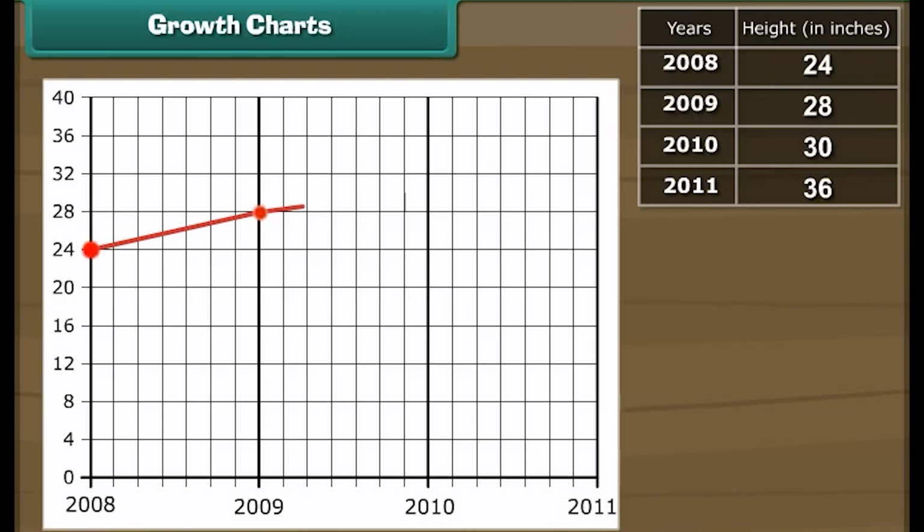In 2010, he grew to 30 inches. In 2011, he measured 36 inches. The growth chart of Ravi is ready.